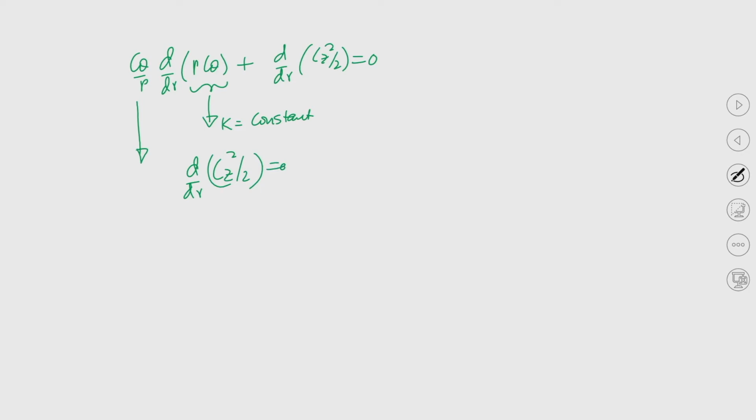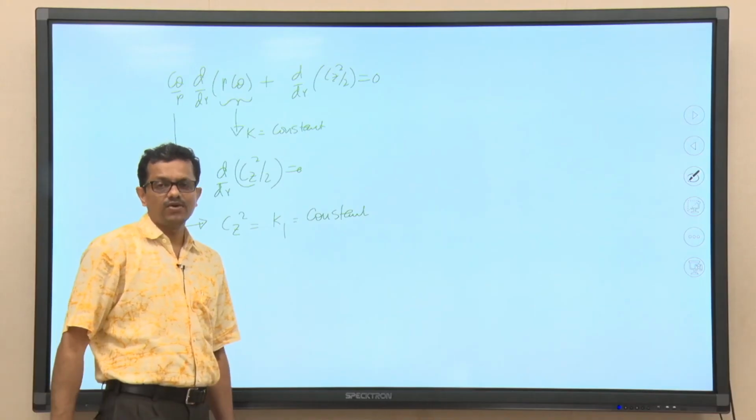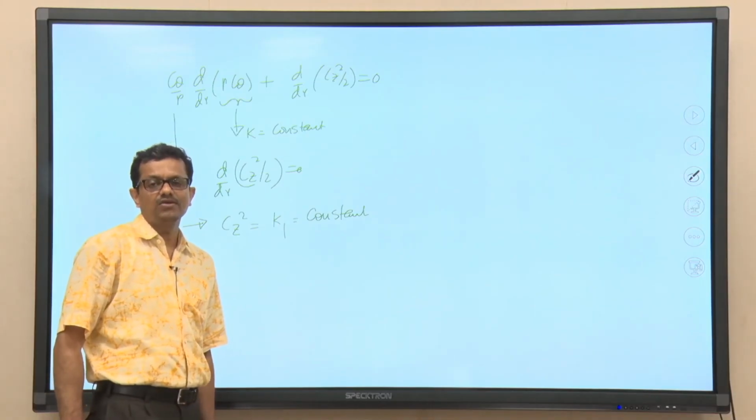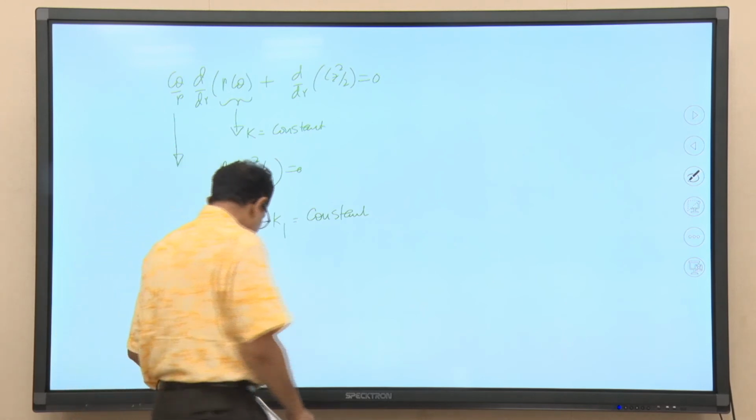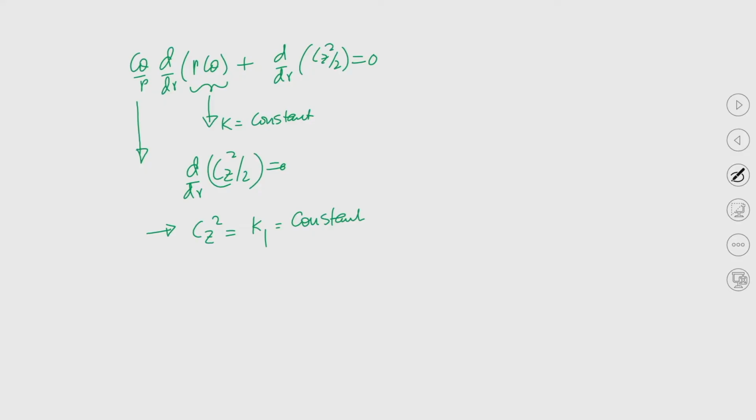If that is equal to 0, then what can we write? C z square equals, say, k 1. So, this is constant, right. Basically you have seen that if the flow is free vortex flow and total pressure is not changing along the radial direction, or if P naught is changing along the radial direction, then we can write the equation dC z by dr equal to 0. Okay. So, now what does it physically signify?